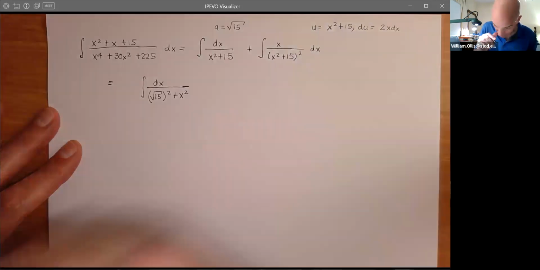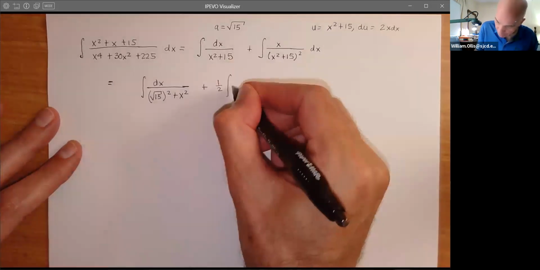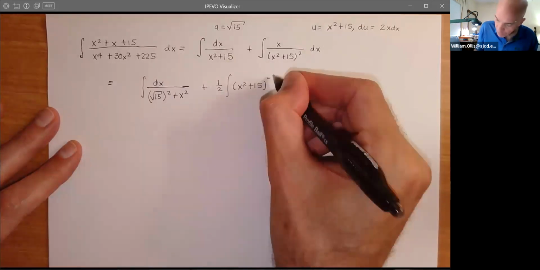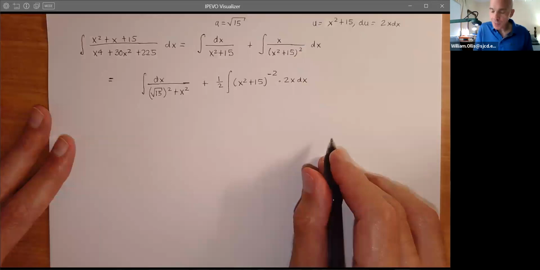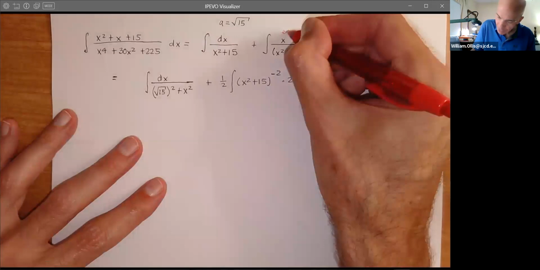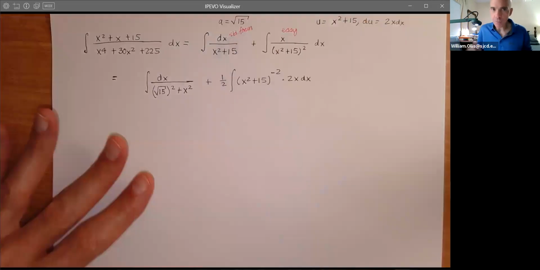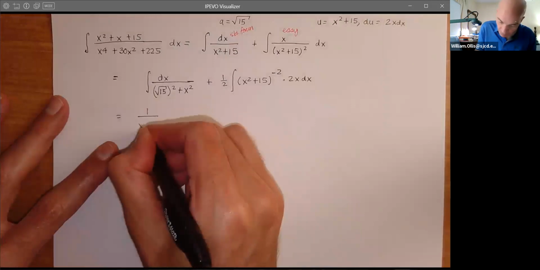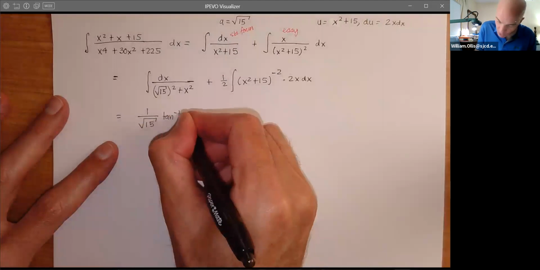So we're going to add 1 divided by the new power. So this will be plus 1/2 x squared plus 15 to the negative 2, 2x dx. So now these are ready to go. Now this is, well, let me just say here, easy and standard form. That's the inverse tangent from back at the beginning. So we have 1 over a, so 1 over the square root of 15, inverse tangent, x over square root 15.